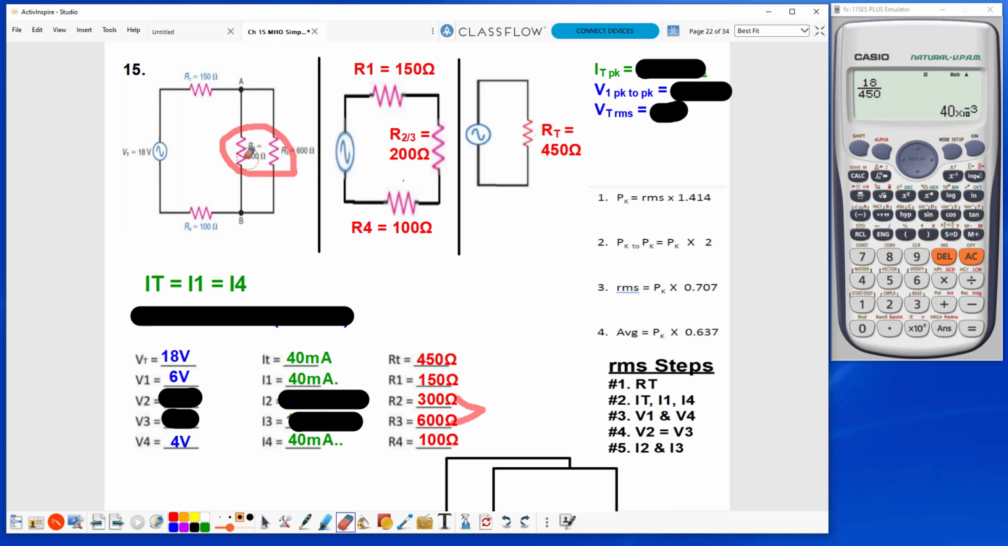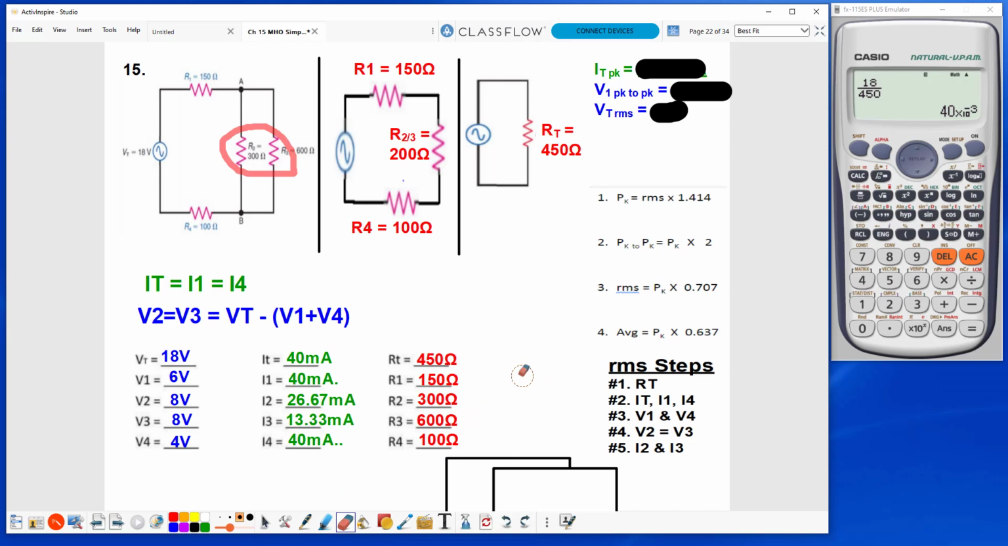V2 and V3 will have the same value because they are in parallel, but it can't be the full 18 volts because we dropped 6 volts at V1 and 4 volts at V4. So 6 plus 4 is 10. I subtract that 10 from the 18, and that gives me 8 volts for both V2 and V3. This equation: V2 equals V3, which equals VT minus the sum of V1 and V4. All right, now I've got 2 out of 3 for I2. I can solve for that: V2 divided by R2. I can solve for I3: V3 divided by R3.